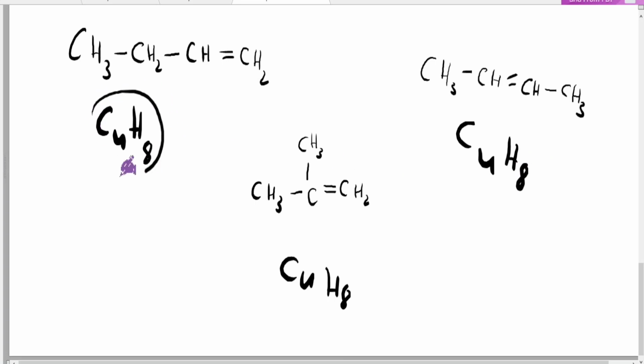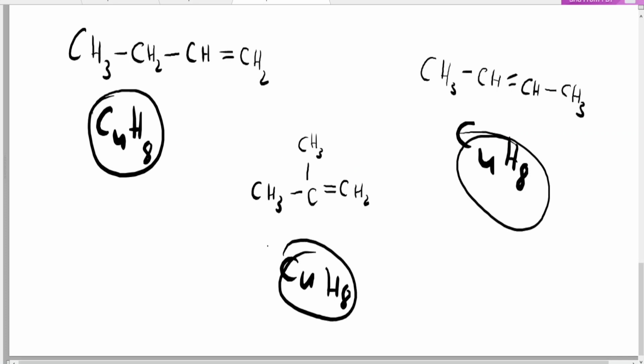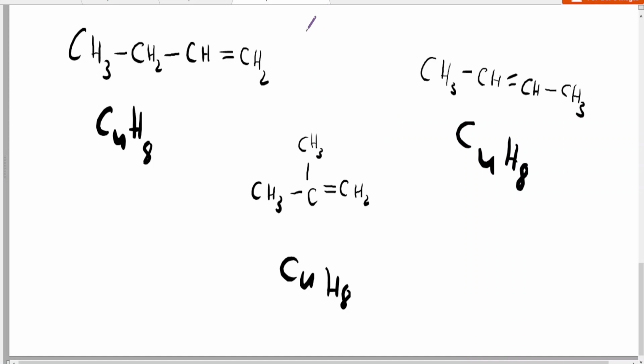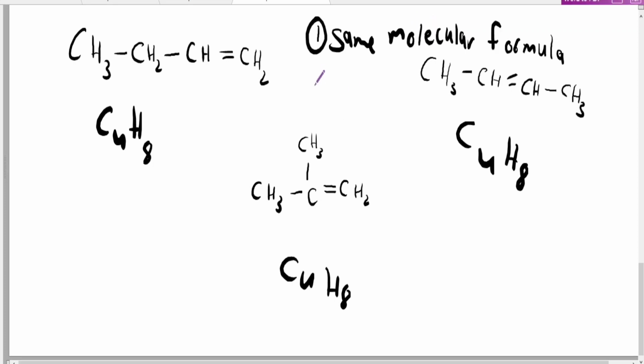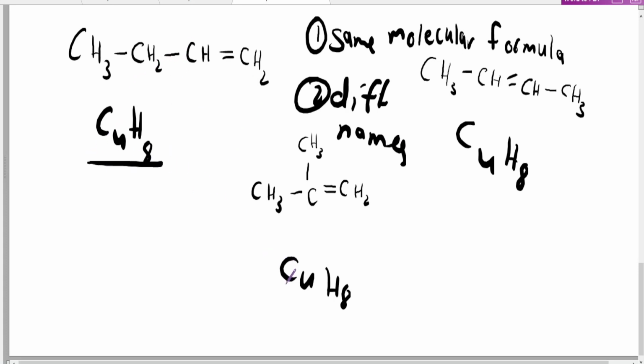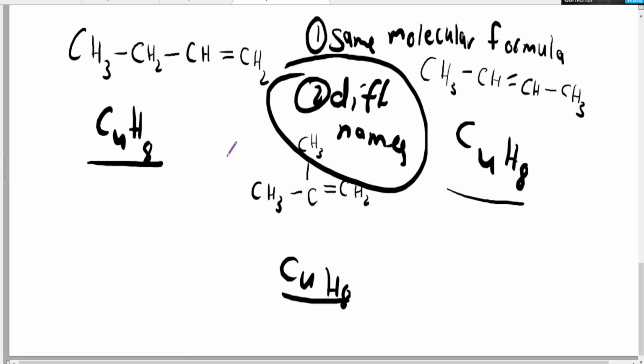And remember, all of these are the same molecular formula. So all of these three may be isomers of each other. There are two conditions for them to be isomers of each other. One, they must have the same molecular formula, and the second thing is different names. So if I know that all of these three compounds have the same molecular formula, and if they also have different names, then all of these three are isomers of each other.